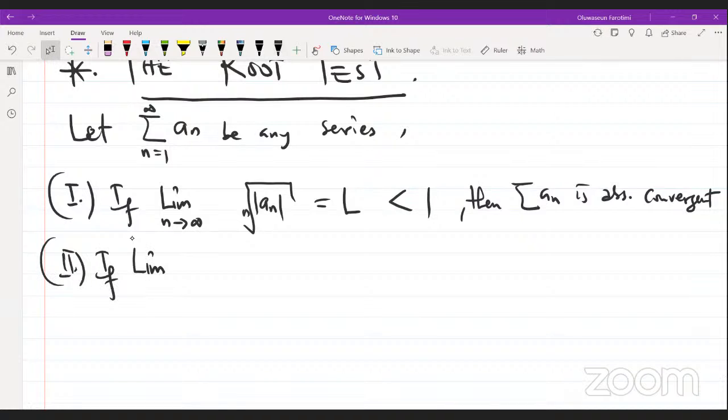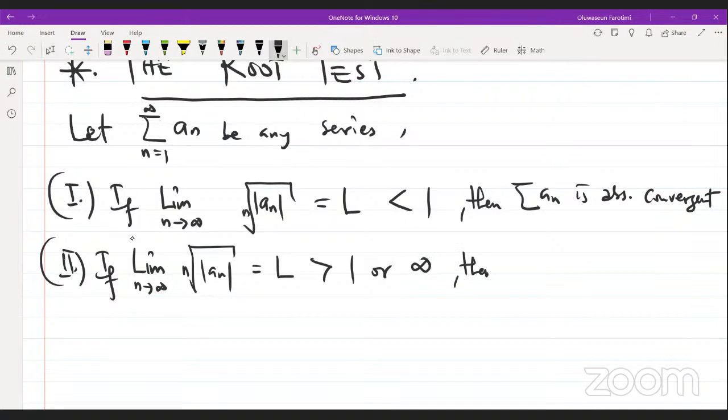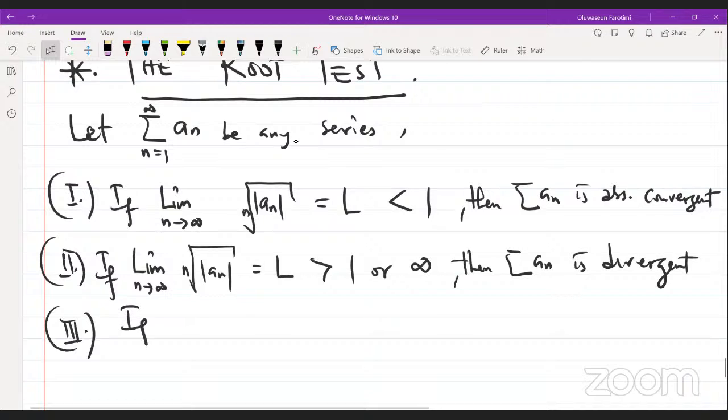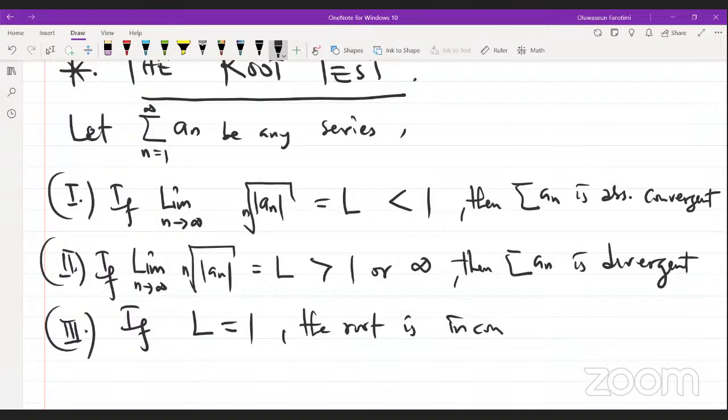If this, again, the nth root of that, gives me a limit that is greater than 1, or the same thing, infinity, then the series is divergent. And the last statement is that if that same limit equals 1, the root test is inconclusive. And I explained what inconclusive means.